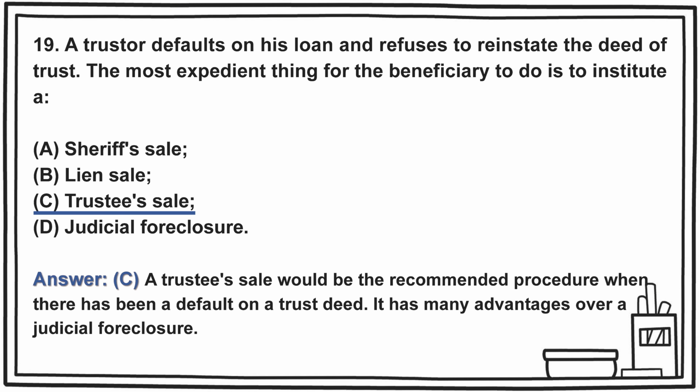Answer: C. A trustee's sale would be the recommended procedure when there has been a default on a trust deed. It has many advantages over a judicial foreclosure.